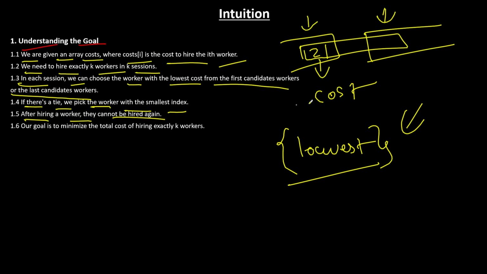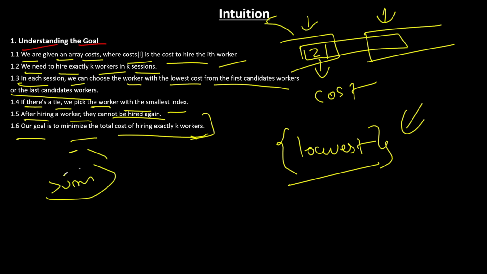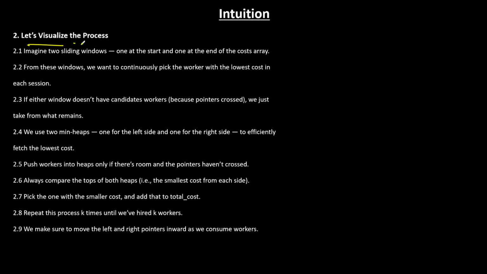So I think you're getting the intuition where I'm going with it. And our goal is to minimize the total cost of hiring K workers, right? This is a simple thing. We have to just take the sum of the worker cost which is popping, and we have to sum it up. That's all. And after that, we have to remove that particular worker from the array also. Okay, so how will we do that? So let's visualize this process.